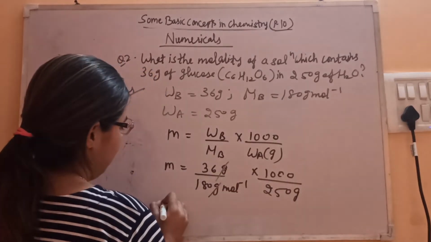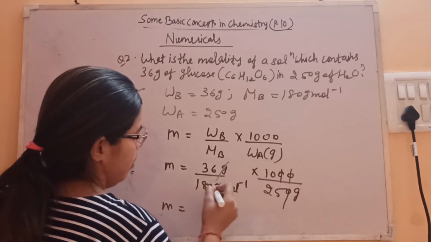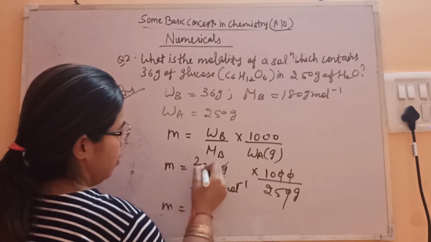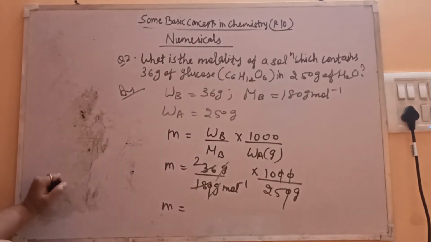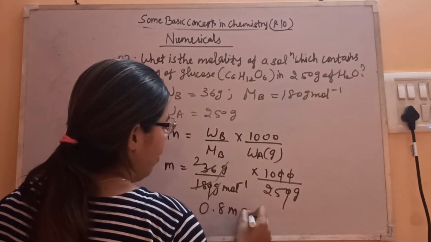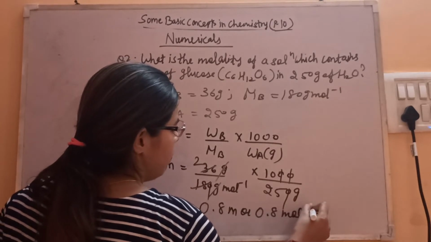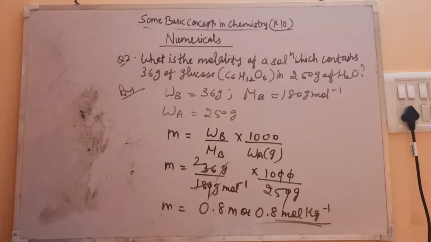Let's cancel out. So when you will solve this, the value is coming out to be 0.8 molal, or 0.8 moles per kg. Okay, this is kg now. That's why we have written 1000. So the same way as we have solved for the molarity. So let's see the next one.